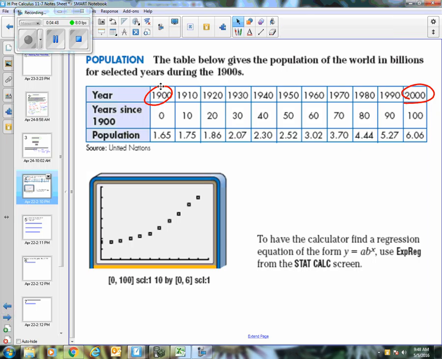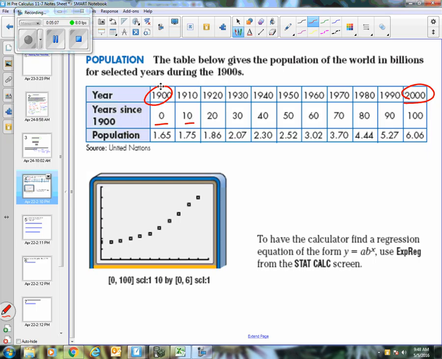Now, if I'm going to enter this in my calculator, I'm not sure I really want to type in 1900, 1910. It takes a really long time. So instead, I started at 0 for 1900. That was my year 0. So if I want to put in 1910, that's 10 years past. So then I would have just a 10. It's a lot faster to do that.